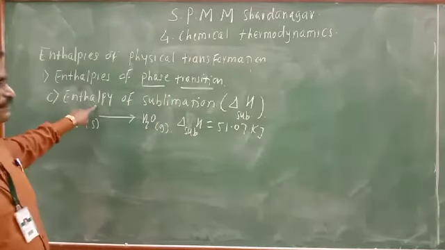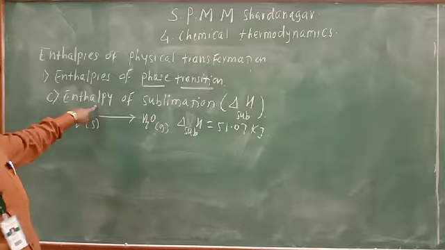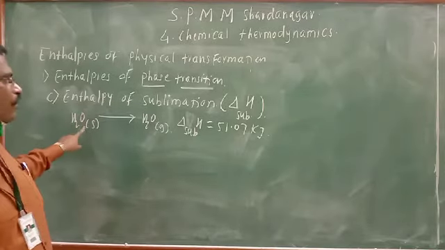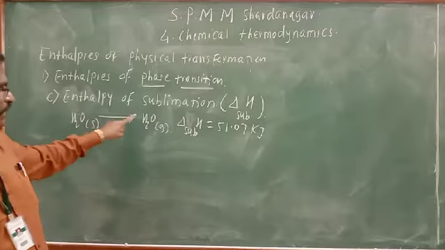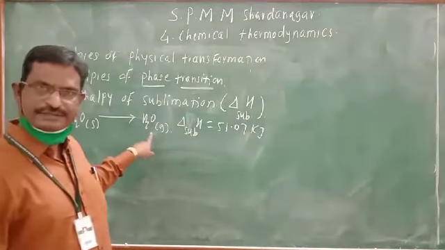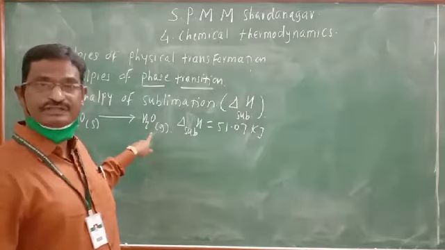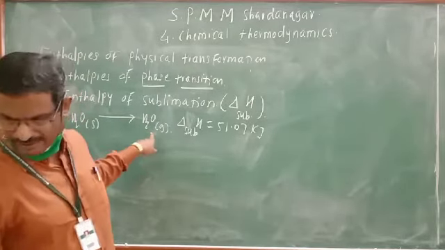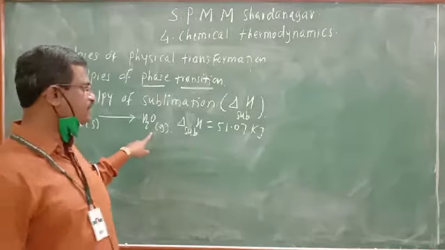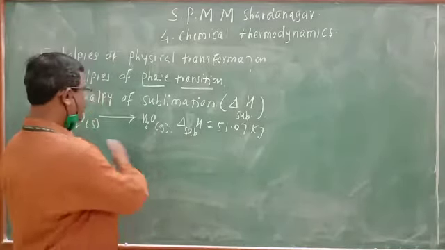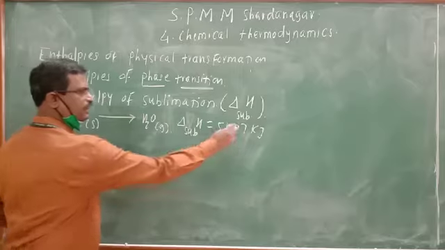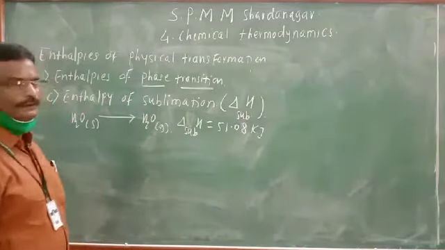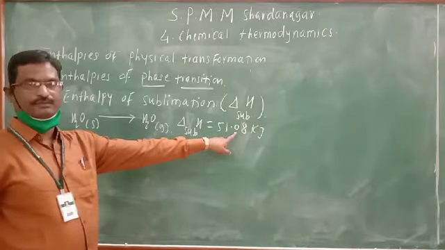So what is the enthalpy of sublimation? It is the enthalpy change whenever 1 mole of solid is converted to gas without passing through the liquid state at constant temperature and pressure. This value for water is equal to 51.08 kilojoule per mole.